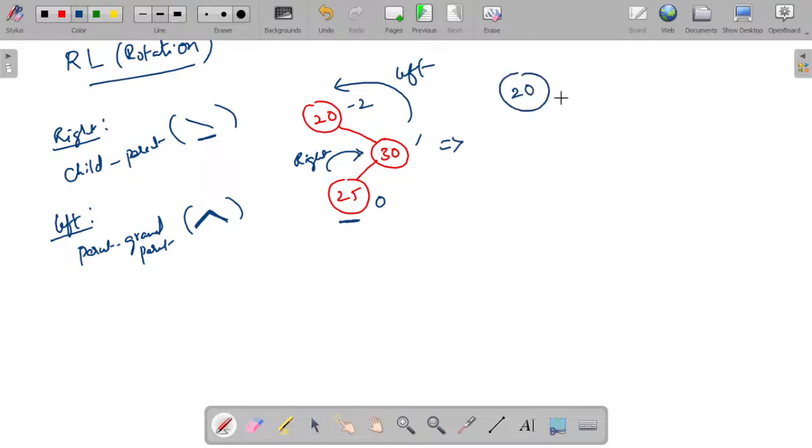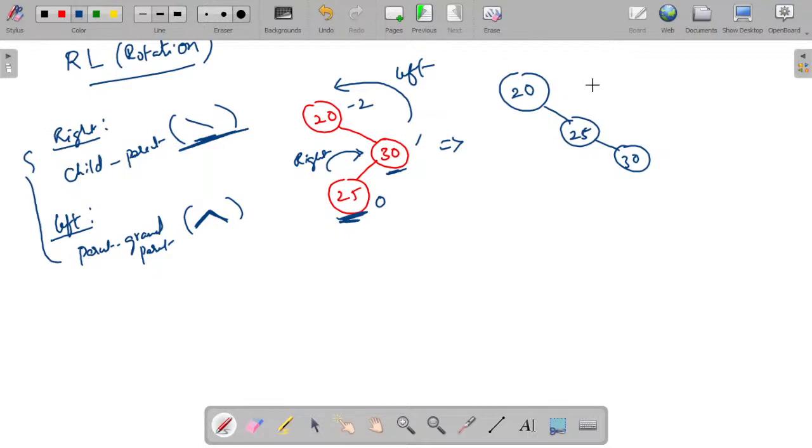20 stays as it is because we are not performing any rotation on that. First we have to perform rotation between the child node and the parent. The child node is 25 and the parent node is 30. After we perform the right rotation, 25 is pushed up and 30 is pushed down. This is the particular structure I told you it should be in. Now we should not calculate the balance factors immediately. We should calculate balance factors only after completely performing both the right rotation and the left rotation.